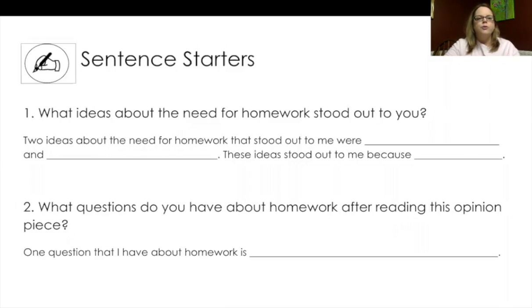All right, question 2. What questions do you have about homework after reading this opinion piece? And one question that I had about homework, I actually wrote to the side of the article, was how many hours did students spend in the JUCO class? That was one question I had. They go to class afterwards. How many hours do they spend in there? Because it doesn't tell us, are they there for 4 or 5 hours? Are they there for an hour? How long are these students there?